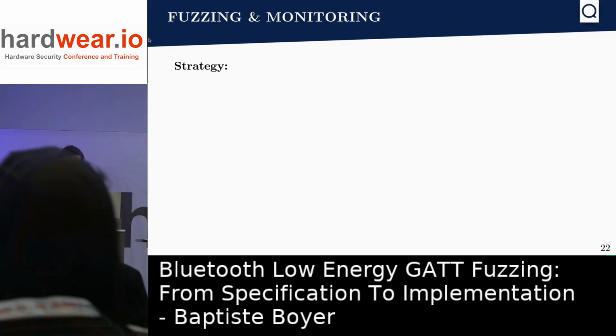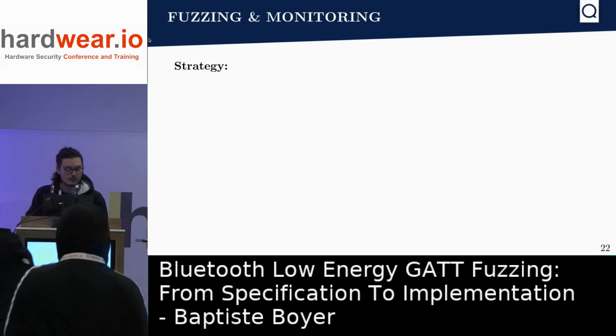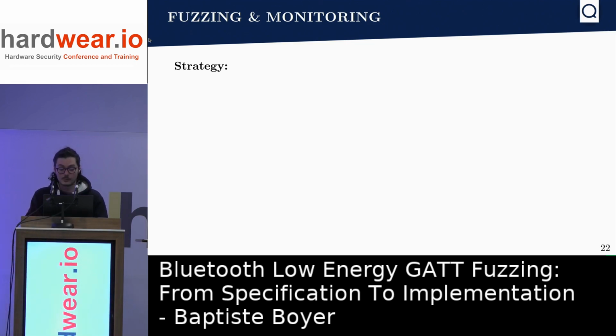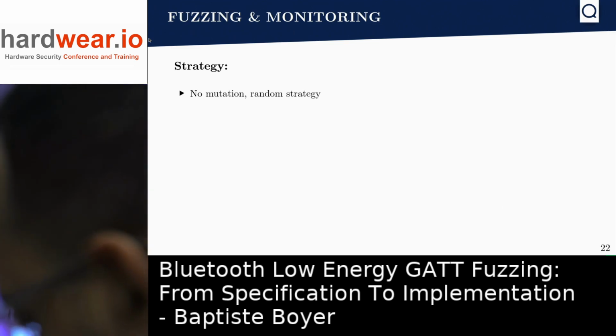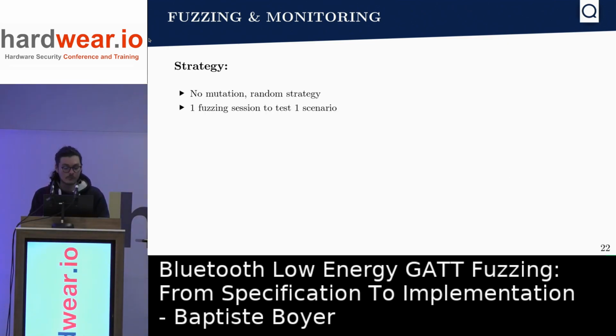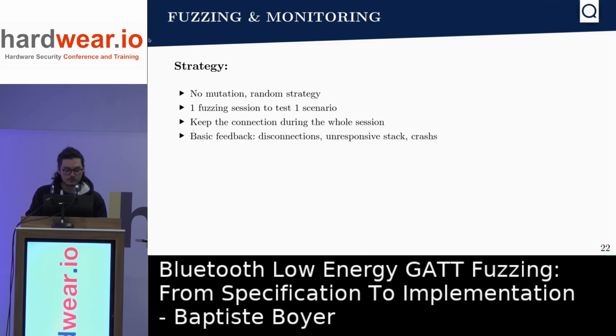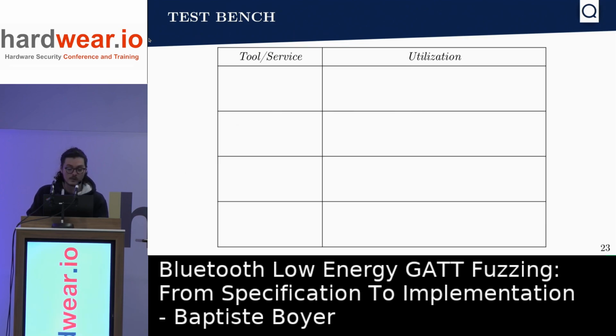So, I'm not a fuzzing expert, which is why I'm only going to give you a simple overview of our strategy. There was no mutation. We use a random strategy to fill our PDUs. One fuzzing session only tests one scenario. Also, we decided to keep the connection during the whole session because BLE is a stateful protocol, and without that, we may miss the discovery of more bugs and vulnerabilities. And also, it provides basic feedback such as the disconnection, the crash, and also told us if the stack was unresponsive or not.